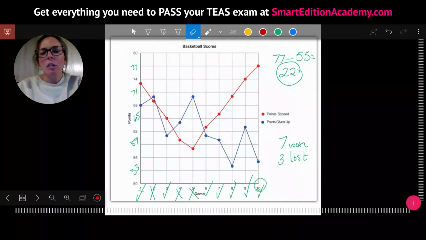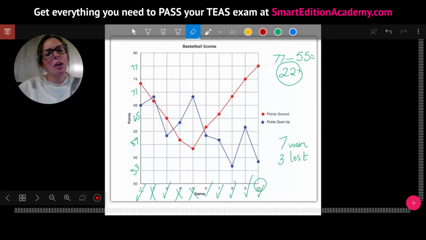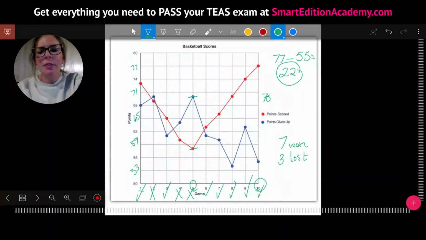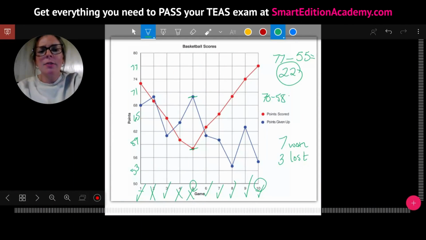What was their largest loss? So when they lost, which game had the largest discrepancy? So it looks like to me that would be game 5. Okay, that would be game 5. So their opposition, the other team here, 68, 69, looks like that would be about 70. And this is what they scored, 56, 57, 58. 70 minus 58 would be a loss by 12 points.